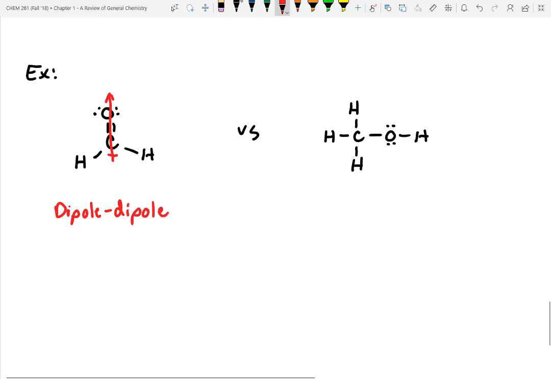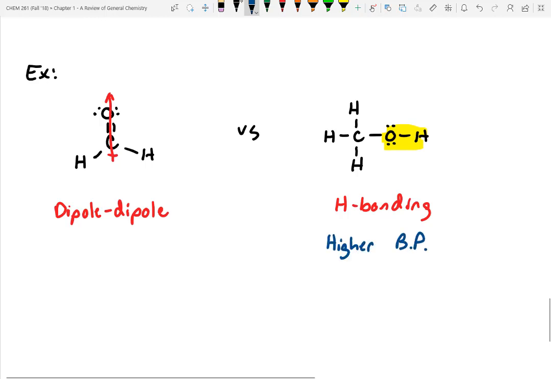All right, if we look over at methanol, this one does have hydrogen coming off of an oxygen. So this one does have dipole-dipole, but in addition, it also has H bonding. Which one do you think has a higher boiling point knowing that? The one on the right, absolutely. So this will have the higher boiling point.